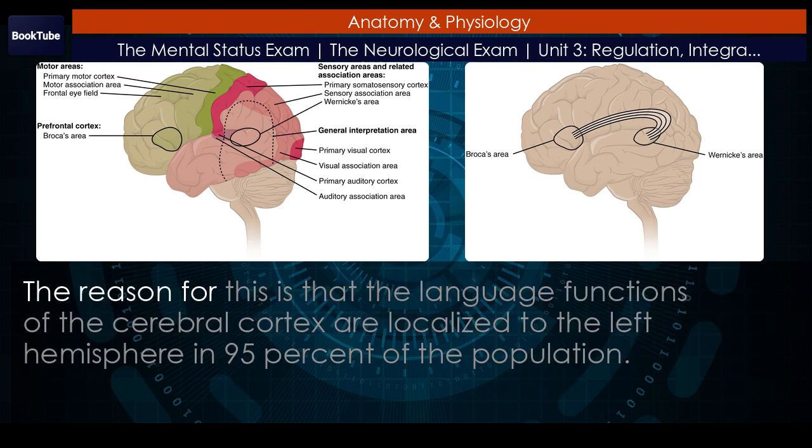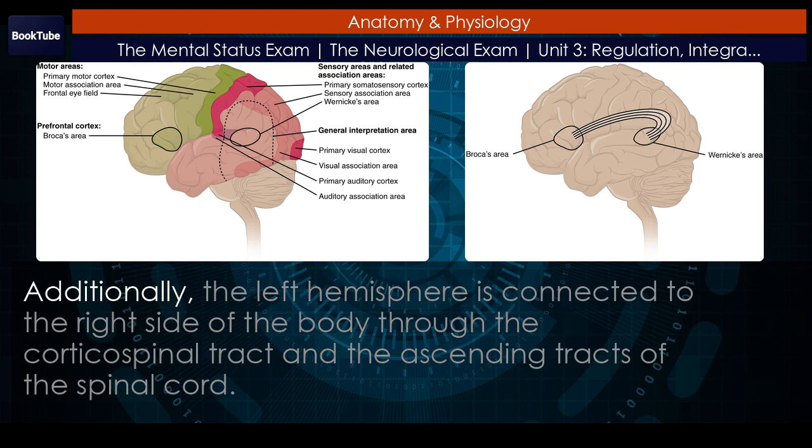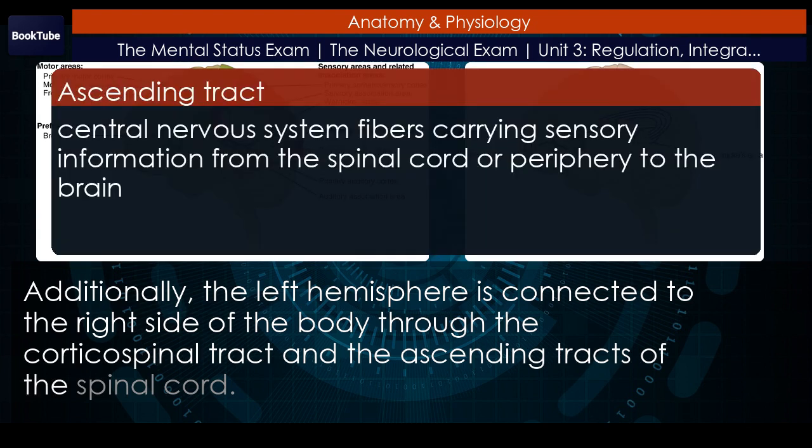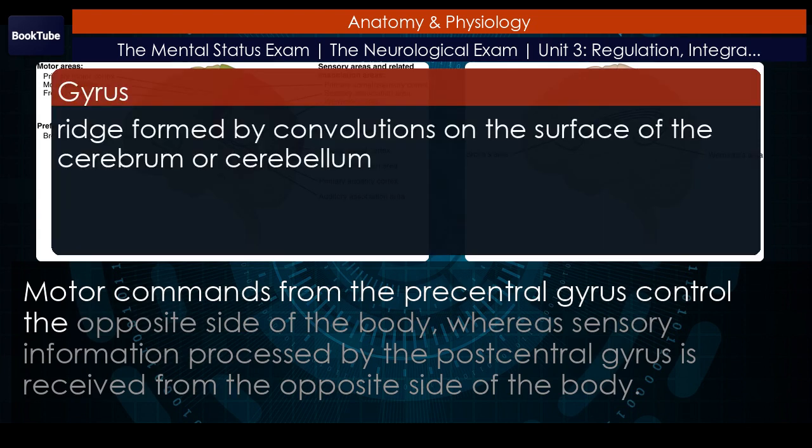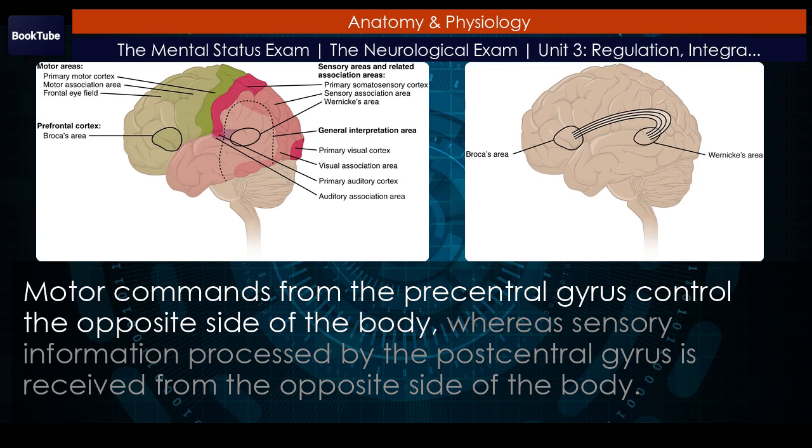The reason for this is that the language functions of the cerebral cortex are localized to the left hemisphere in 95% of the population. Additionally, the left hemisphere is connected to the right side of the body through the corticospinal tract and the ascending tracts of the spinal cord. Motor commands from the precentral gyrus control the opposite side of the body, whereas sensory information processed by the postcentral gyrus is received from the opposite side of the body.